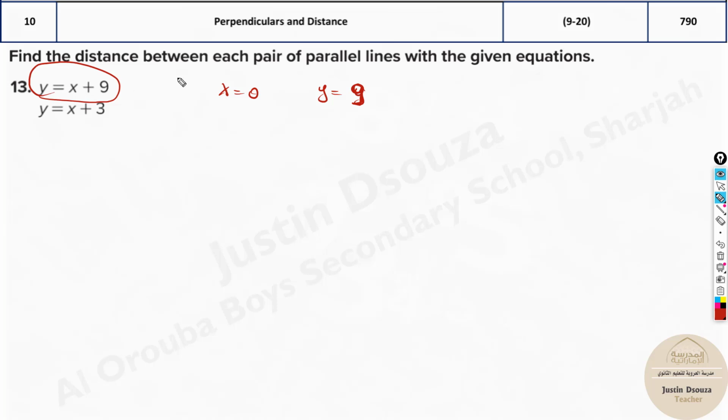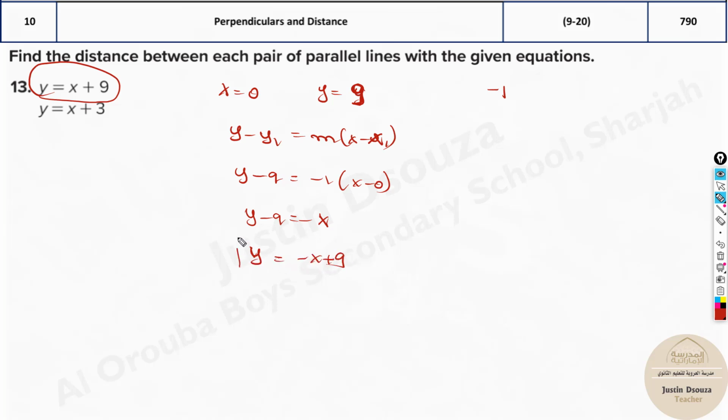What else can you do? You can find the slope of the perpendicular line. Slope will be -1. Why? Because it's the negative reciprocal. Here the slope is 1. So all this information I can use for the perpendicular line. So I'll use the formula y minus y1 is equal to m into x minus x1. And here substitute y minus 9 will be equal to minus 1 times x minus 0. So y minus 9 is equal to negative x, or y is equal to negative x plus 9. So this is the perpendicular line equation.